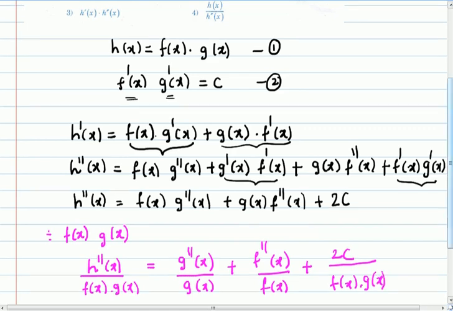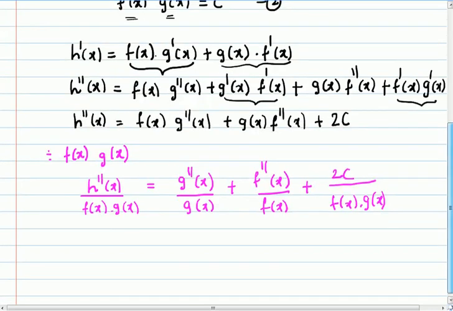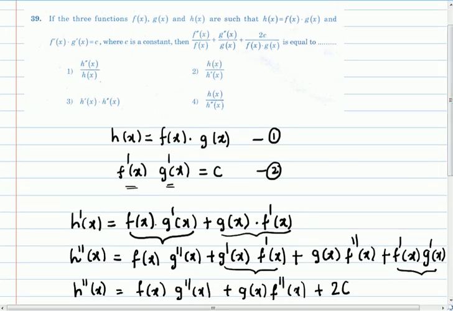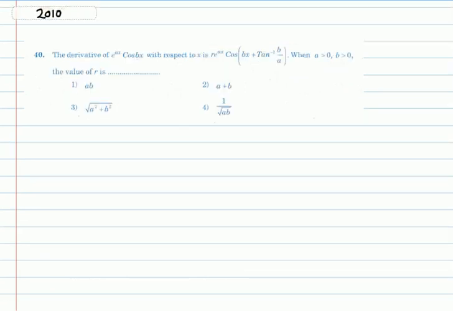Now from the given first condition, what is f of x into g of x? F of x into g of x is nothing but h. Hence what is the LHS value? H double dash of x divided by h of x is the only possibility. This becomes the required RHS. Hence what should be the answer in this case? H double dash of x divided by h of x. Let's go for the next question.